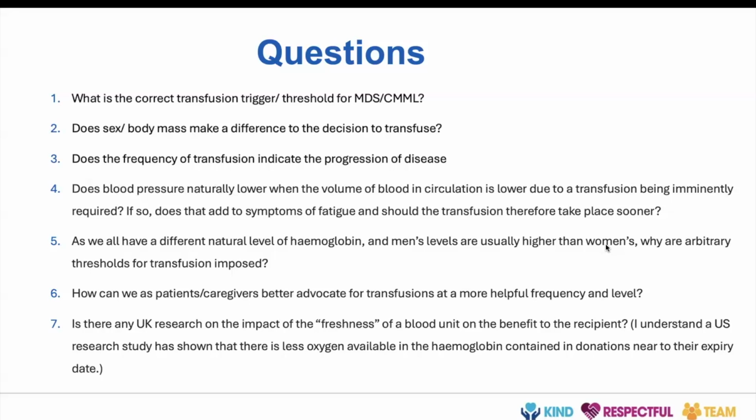And what I would recommend is that if you notice changes in your transfusion requirements, when you go for your consultations, you discuss it with the clinicians who are caring for you and ask questions as to why that is.